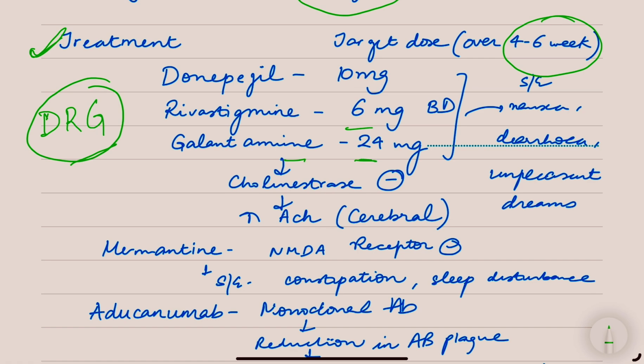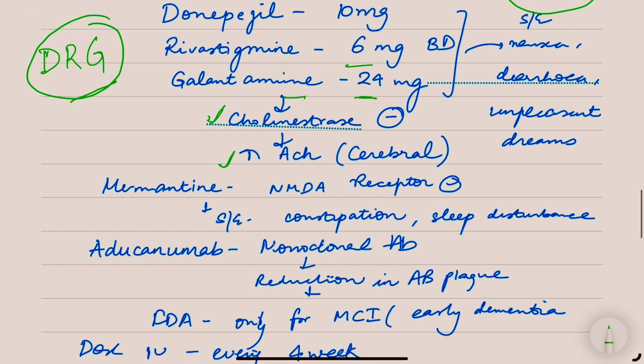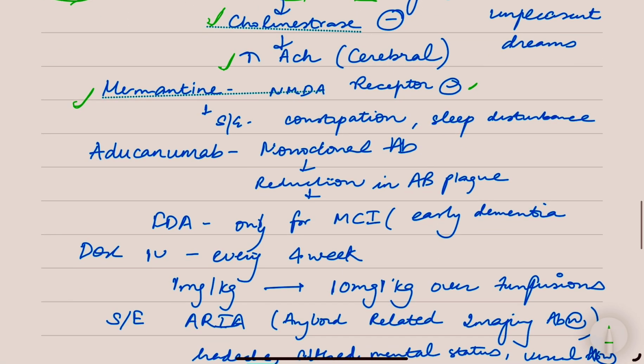What do all these drugs do? They are cholinesterase inhibitors. So they will increase cerebral acetylcholine and will be helpful in the disease. Then we have memantine, which is an NMDA receptor antagonist. Okay, and we have a new update, that is a monoclonal antibody called aducanumab. It will be very helpful in reducing A beta plaques.